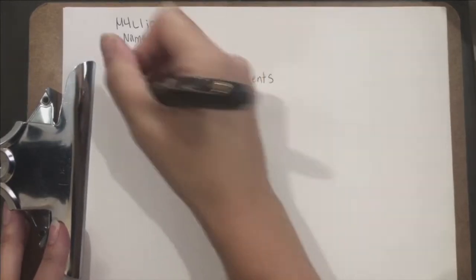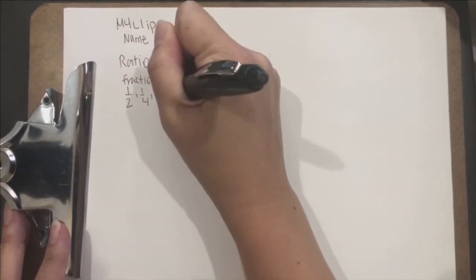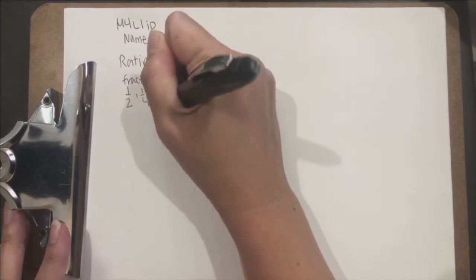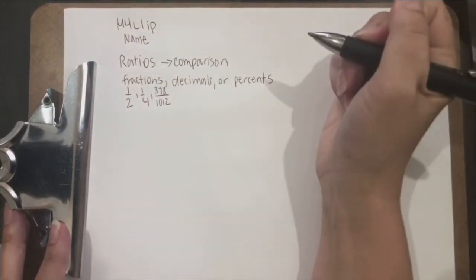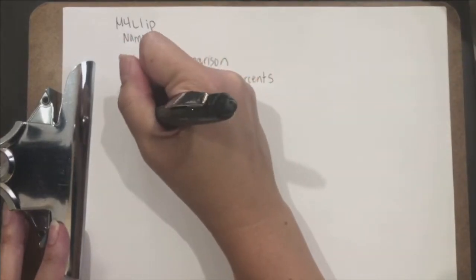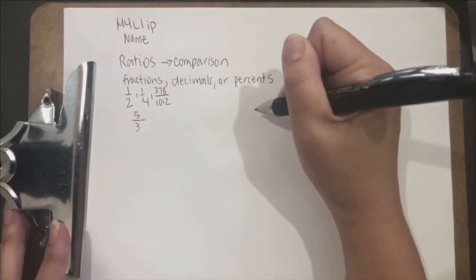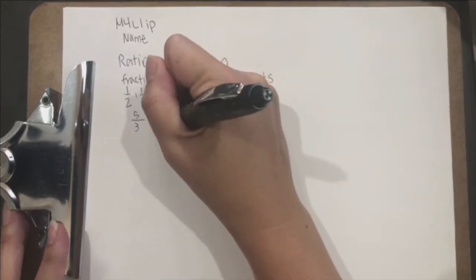A fraction can be like 1/2, 1/4, 378 over 1012. It could even be an improper fraction where we have a larger number on top and a smaller number on bottom. It could be a mixed number like 1 and 1/2.